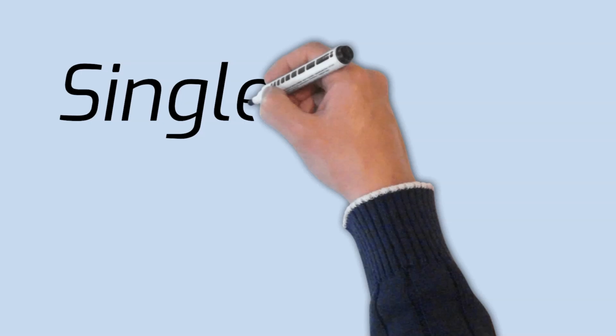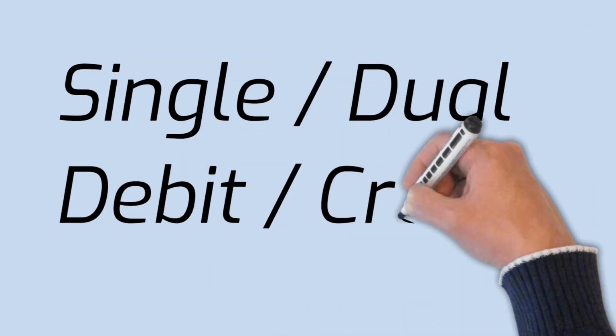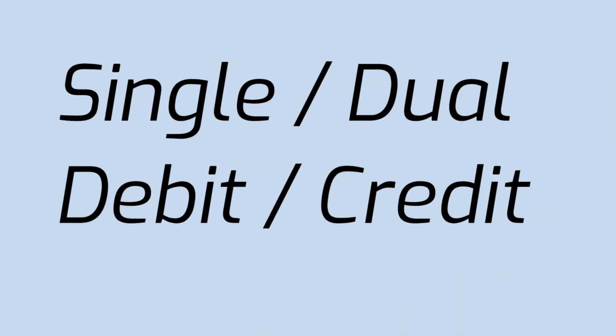Single, dual, debit, credit. I have met many people who think single message is the same as debit and dual message is the same as credit. No, this is not true. Though each message type has often been associated with certain types of accounts, there is nothing in the message flow itself that limits a dual message transaction to credit or a single message transaction to debit products.